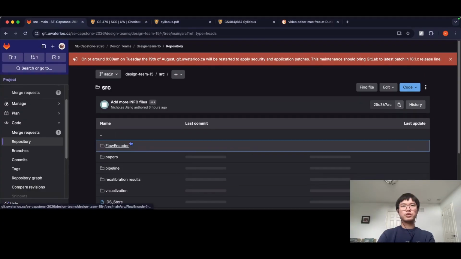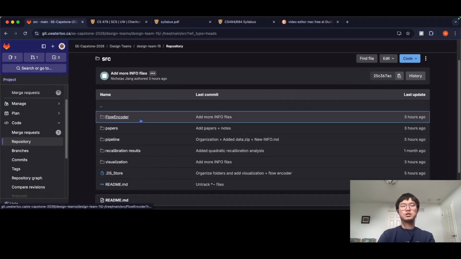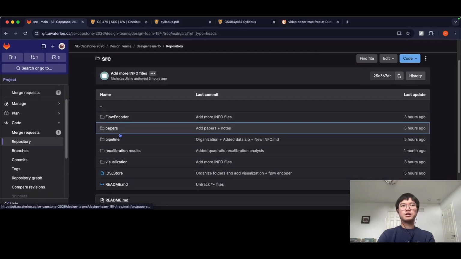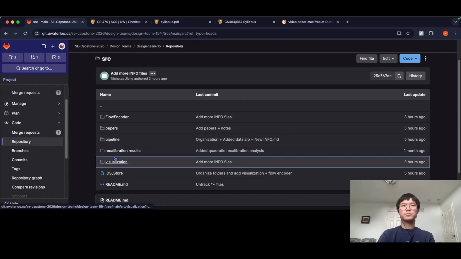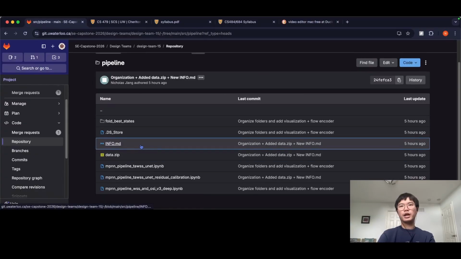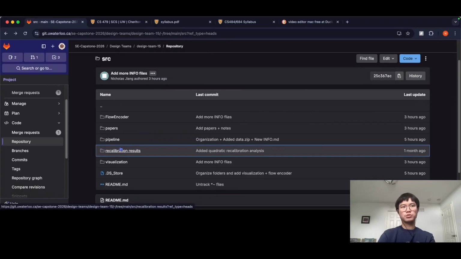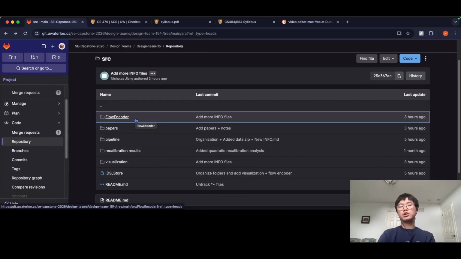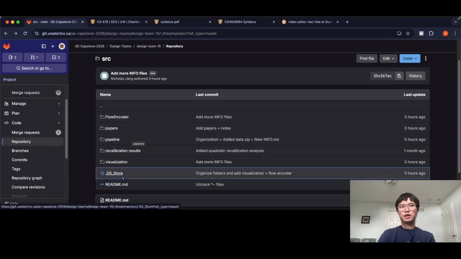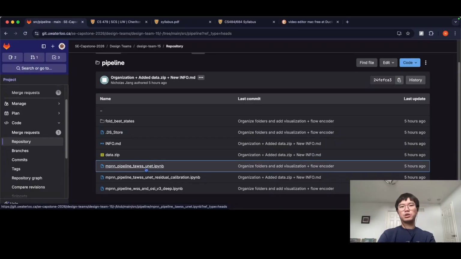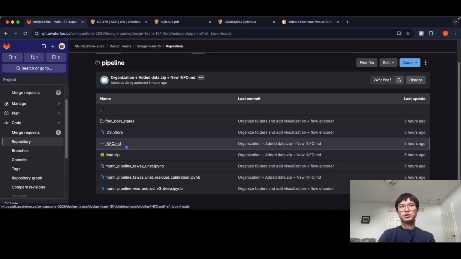Okay, so then we have source. In source, each folder other than papers corresponds to an experiment that we did and has code inside. Each of these will also have its own info.md, so if you're ever confused, you can just look at that. Okay, so I'll start off with what we had before the midterm. All of that is in pipeline. Pipeline has all of our previous models, and you can find out information about that here.